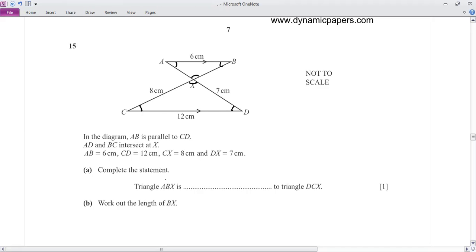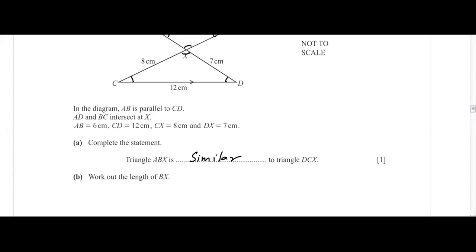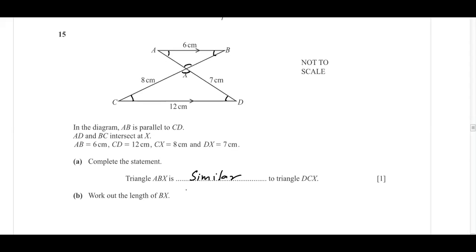Okay, so if we have to complete the statement, we will say that triangle ABX is similar to triangle DCX, because they are behaving as similar triangles. The reason is they are fulfilling the requirement of similar triangles. Why? Because this angle is equal to this angle, and in the same way corresponding angles are equal, because look, angle A will be corresponding to angle D. So you can see this angle and this angle are equal.